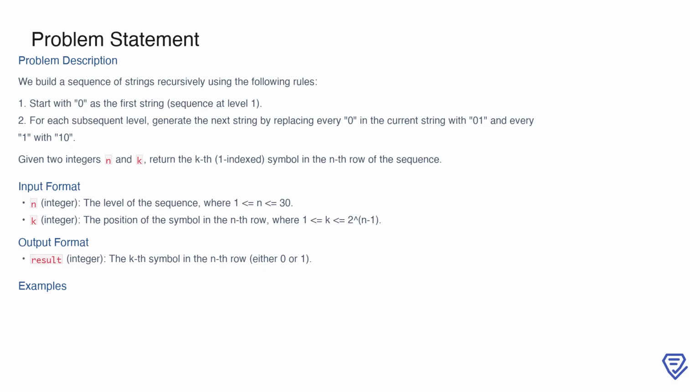For example, if n is 4 and k is 5, we are tasked with finding the fifth symbol in the sequence generated at the fourth level. Given the constraints, n can range from 1 to 30, and k can range from 1 to 2 raised to the power of n-1. The result will always be either 0 or 1, as the sequence is binary.